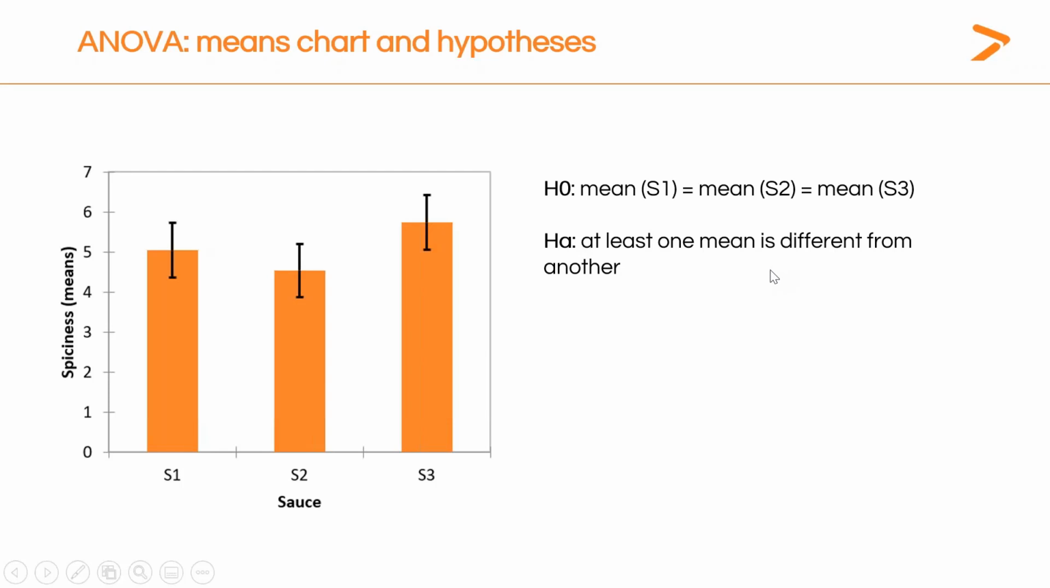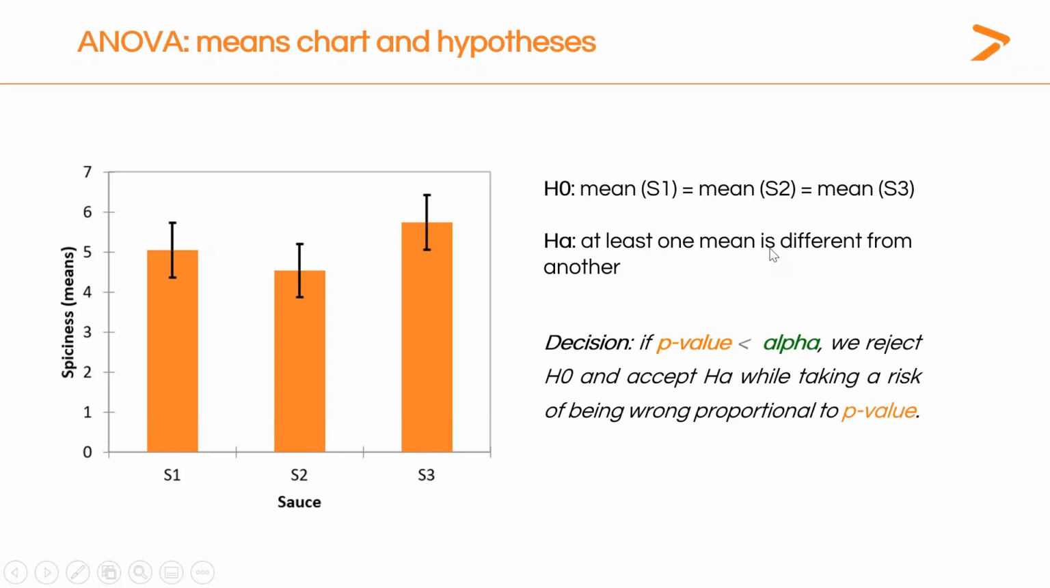The test will compute a p-value, and if the p-value is lower than alpha, we can reject the null hypothesis and accept the alternative hypothesis while taking a risk of being wrong proportional to the p-value. So let us set alpha to 0.05 for this webinar. Okay.